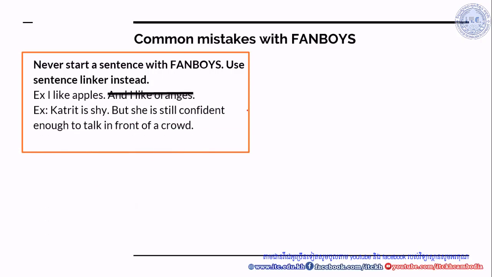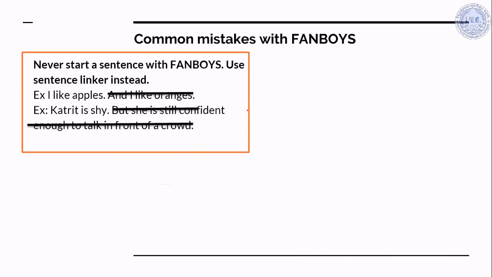Second example: Gertrude is shy, but she is still confident. Again, everyone, but is a fanboy, right? So when it is a fanboy, you cannot use it to start a sentence. It is wrong as well. And the other example: I want to be an engineer, so I study hard. So is a fanboy, and when it is a fanboy, you cannot use it to start a sentence. So it is wrong as well.